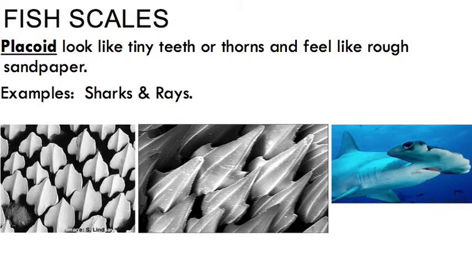Then we've got placoid scales, which look like tiny teeth or thorns, and these are going to be very sandpaper-like. Sharks and stingrays are going to have this. So when we dissect sharks, when you touch the skin of them, you'll feel that rough sandpaper-like texture. The ones we have aren't the roughest texture, but they definitely don't feel smooth.